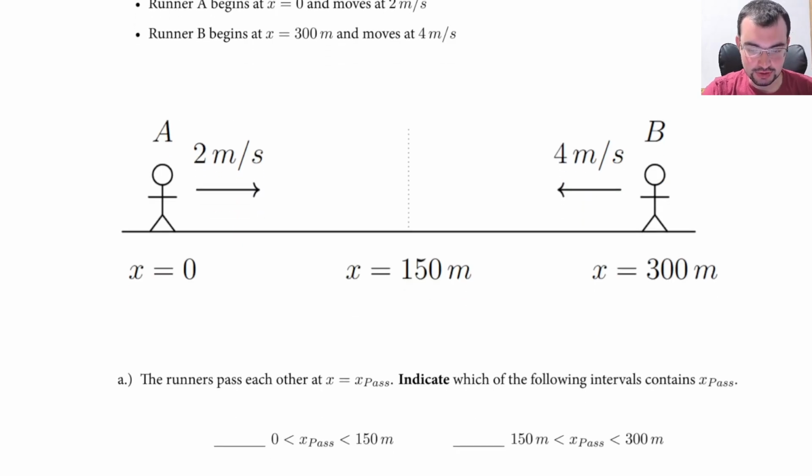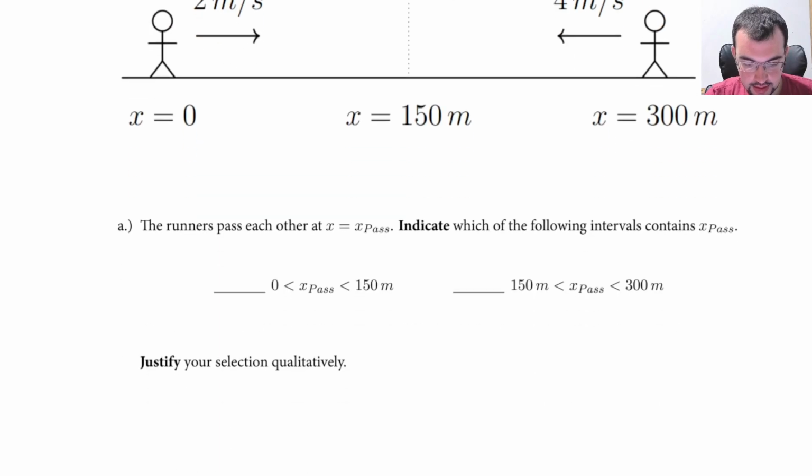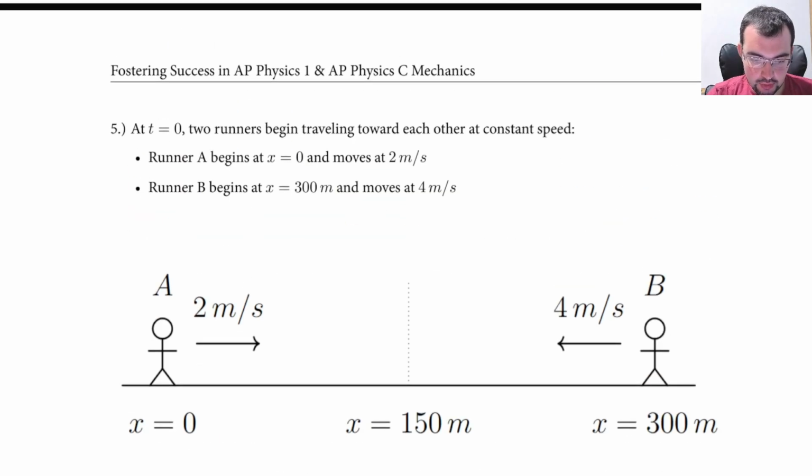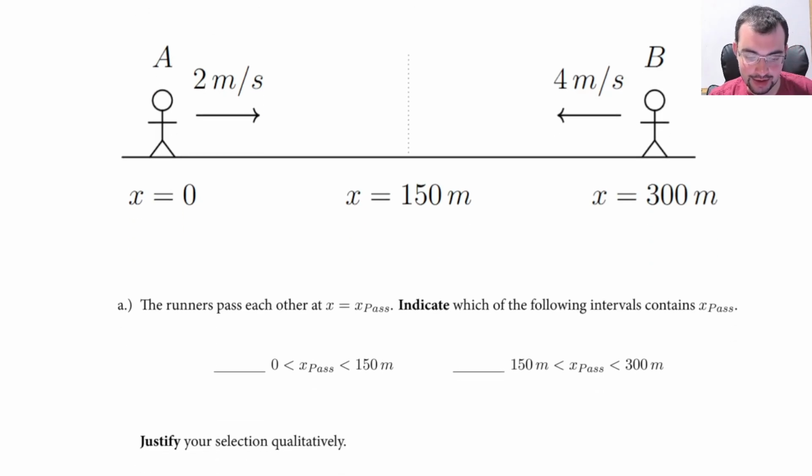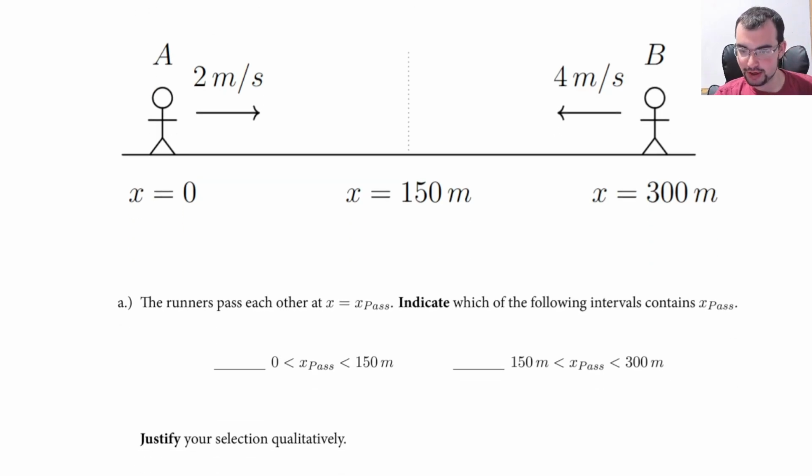So we got two runners, A and B, where they're starting at opposite ends of a 300-meter long road. A has a speed of 2 meters per second, B has a speed of 4 meters per second. They're coming at each other, and they're going to pass each other. And we have to pick, where are they going to pass? Are they going to pass on A's side, or are they going to pass on B's side? Because 150 is the midpoint.